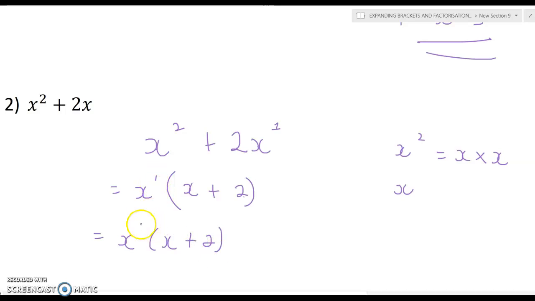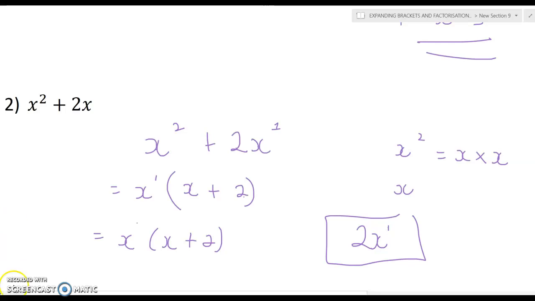You can leave out the power 1 that I had up there, right? So again, with 2x, there's no power up here, but because there's no power, a 1 is understood, right? And what I'm saying is when you have common letters and you have different powers, pull out the common letter with the lower power, right?